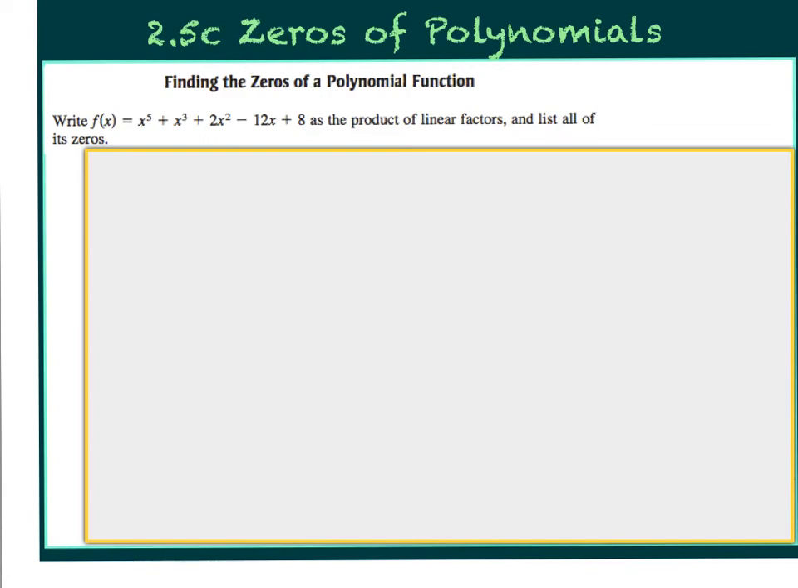x to the fifth plus x cubed plus 2x squared minus 12x plus 8. And I need to write them as a linear factor. And then I need to find all the zeros. All right, so how do we start off with all these guys?